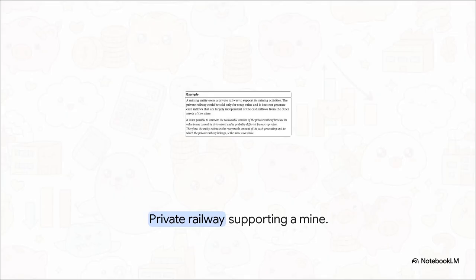Let me give you a perfect example straight from the source. Consider a mining company that owns a private railway solely to support its mining operations. On its own, that railway doesn't generate independent revenue. Honestly, it could probably only be sold for scrap. So, because its value in use is literally impossible to determine separately, we zoom out. We group the railway into the mine's overall cash-generating unit to properly test it for impairment.